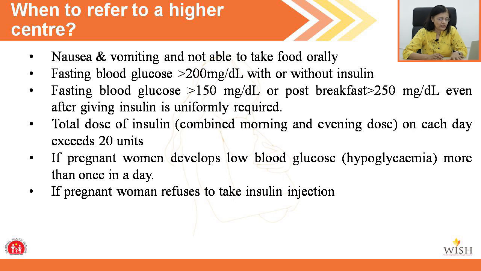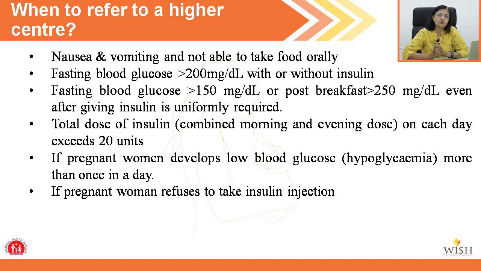Then usually early referral, as we talked about, so when should it be done? If the patient is having nausea and vomiting along with GDM and is not able to tolerate anything, then better refer to a higher center so that it can be adequately managed. If at the first visit the blood glucose level is more than 200 milligram per deciliter, with or even without insulin, immediately refer such patients to a higher center so that they can be adequately managed.